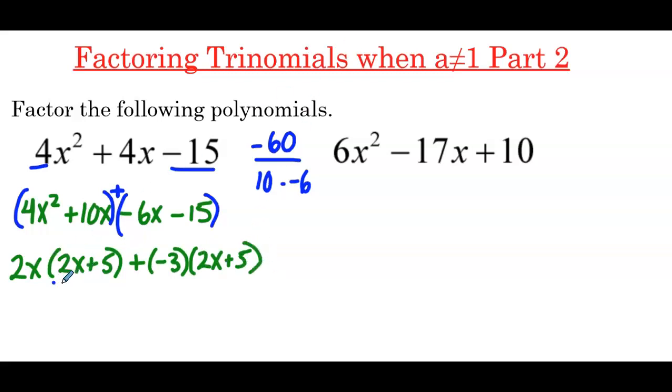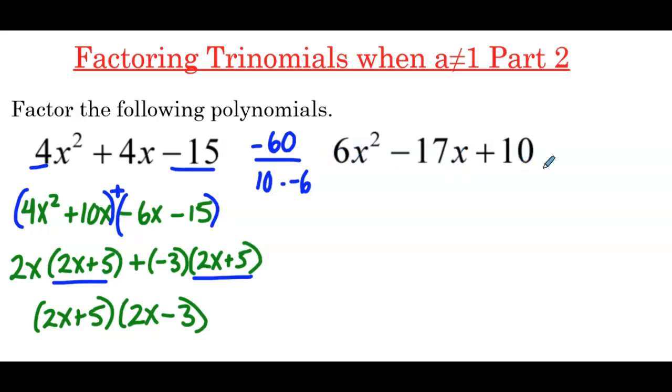So the two terms have a greatest common factor of 2x plus 5. So we'll factor that out. And then we'd be left with 2x plus negative 3, which we'll just write as 2x minus 3. And again, another reminder, if we have the time, multiply our factors out, and we should confirm that we get 4x squared plus 4x minus 15. Next up, 6x squared minus 17x plus 10.